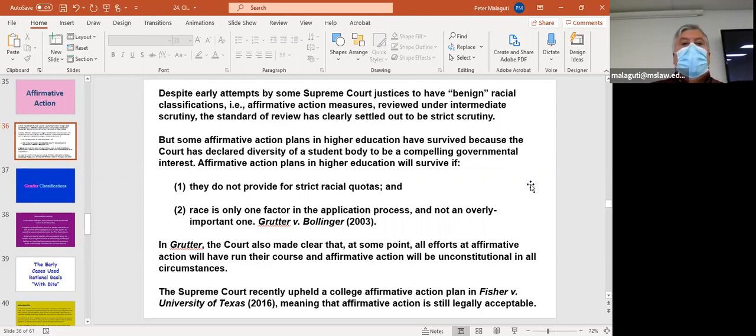In this case, some of the justices argued that we shouldn't use strict scrutiny when it is a so-called benign classification. In other words, we are trying to create opportunity for those who have been discriminated against in the past. And so to the extent that we're discriminating against Caucasians, it is a benign racial classification, and therefore we should use intermediate scrutiny instead of strict scrutiny, okay?